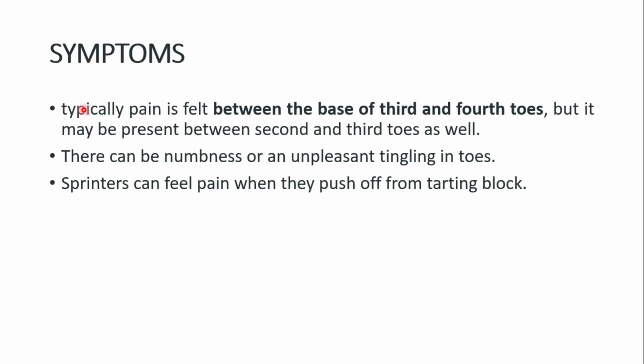So symptoms continue. Typically, pain is felt between the base of the third and the fourth toes. That is where the neuroma is lying actually, but it may be present between second and third toes as well. There can be numbness or unpleasant tingling in toes. Sprinters can feel pain when they push off from starting block.